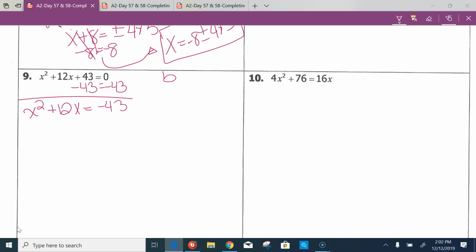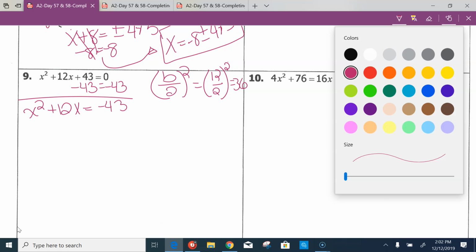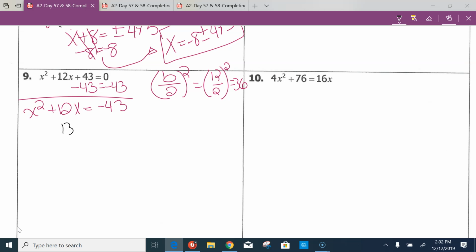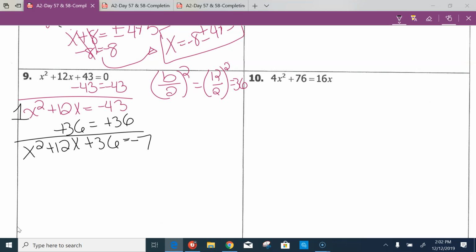Now I need to do the b divided by 2, and then square the result. My b value is 12. Divided by 2 is 6. 6 squared, or 6 times 6, is 36. So 36 will be the amount that I add to both sides to get a perfect trinomial. As I do this, I now end up with x squared plus 12x plus 36. Negative 43 plus 36 is negative 7. I did already notice that I had a coefficient of 1, so I didn't have to do step 2, which says to divide everything by a, because it's 1.